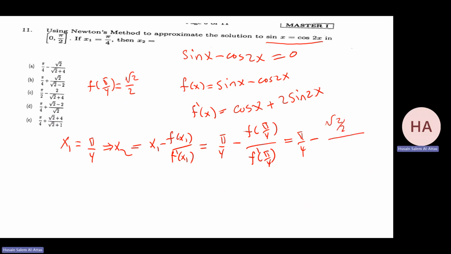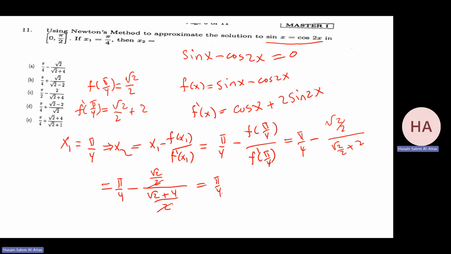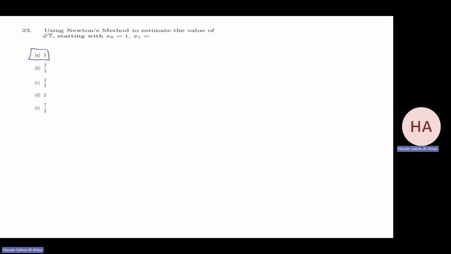Now f prime at pi over 4. That will be equal to what? Cosine pi over 4, which is root 2 over 2, plus 2 sine pi over 2, which is 1, plus 2. So I have square root 2 over 2 plus 2. Simplify. That will be pi over 4 minus root 2 over 2 over root 2 plus 4 over 2. So these two cancelled. It will be pi over 4 minus root 2 over root 2 plus 4, which is this one.